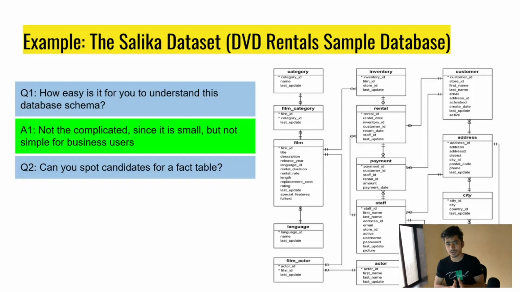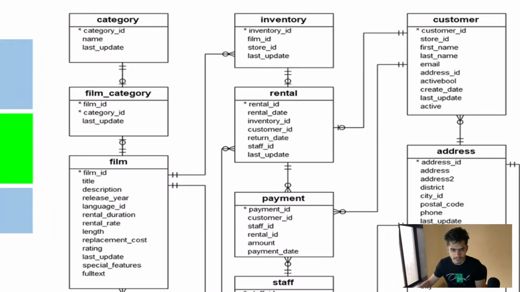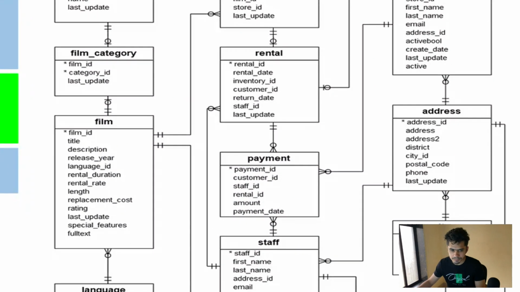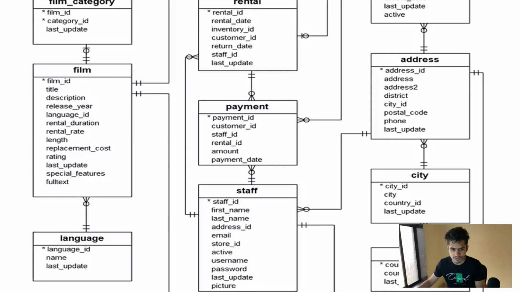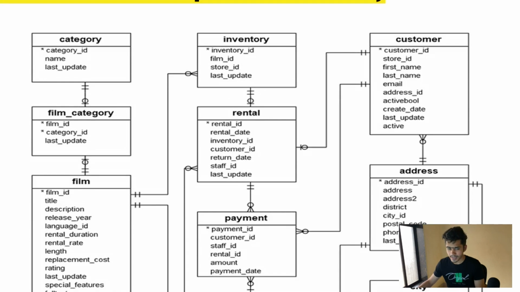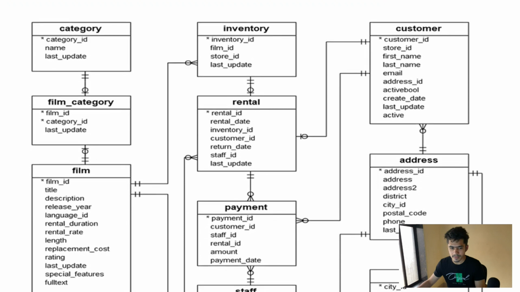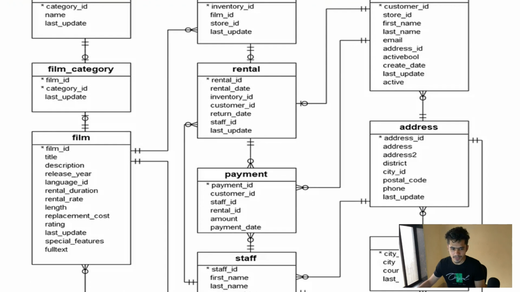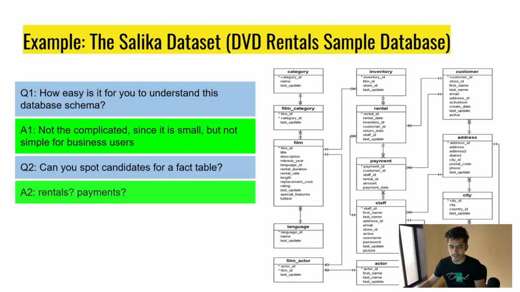Now the next question is, are you able to identify the candidate for the fact table? If we zoom in and try to identify what can be the columns for the fact table, you can pause this video and try to guess it. But I will tell you the answer. We can use the rental ID, because rental date can be in the dimension, so it is not a fact. We can use the payments, the number of payments that have been made in the last orders or anything. So those are the candidates for our fact table, basically the rentals and the payments.